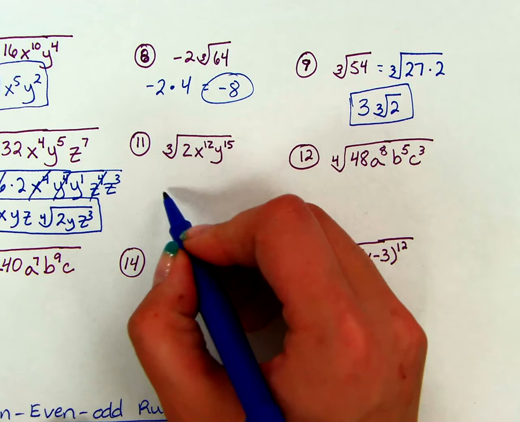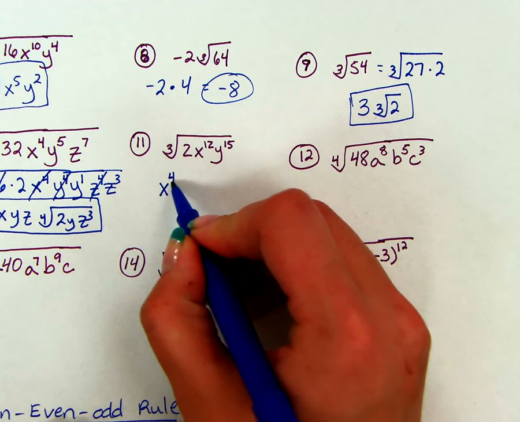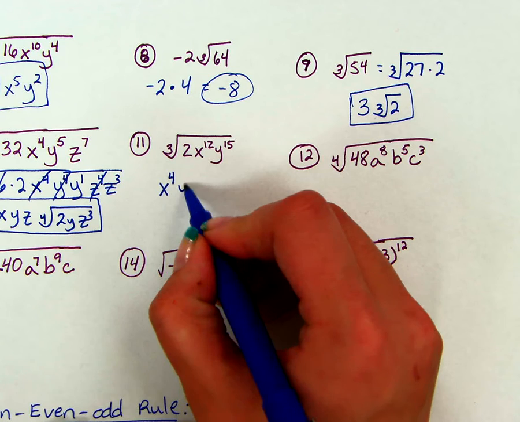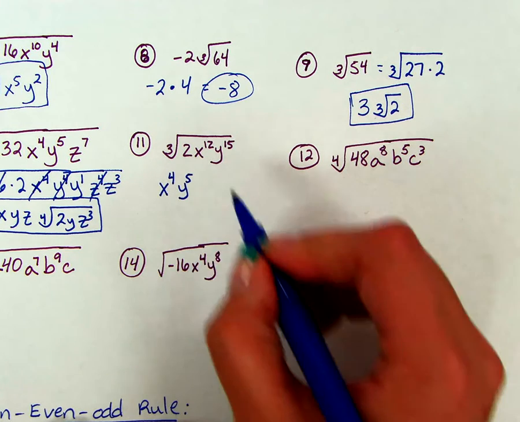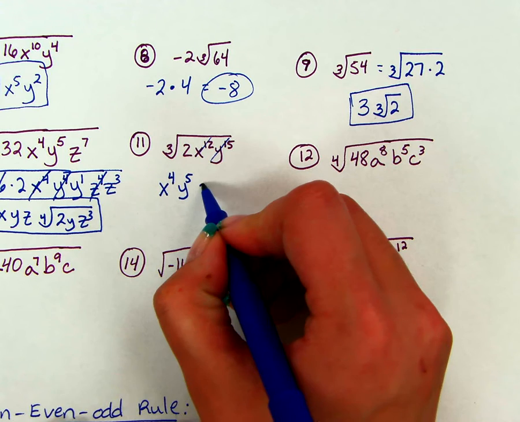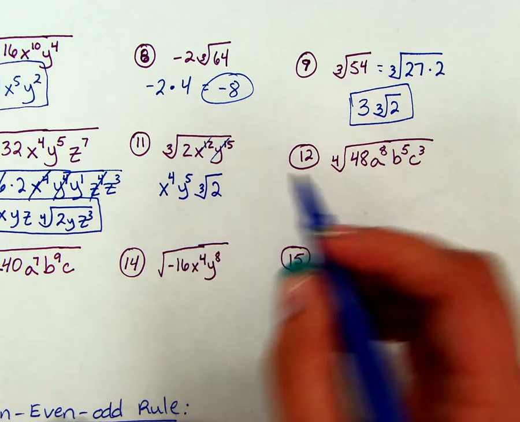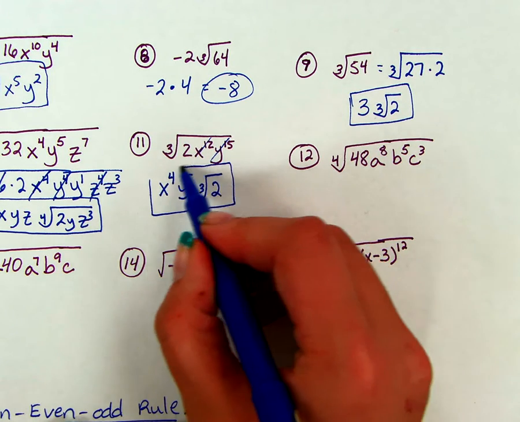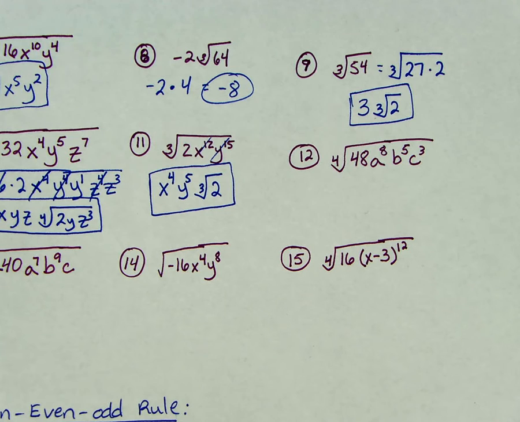So 12 divided by 3 is 4, so this will become x to the 4th. 15 divided by 3 is 5, so this will be y to the 5th. So again, both of those are coming out of our radical. And then we will still have the cubed root of 2. So this is our final simplified answer.